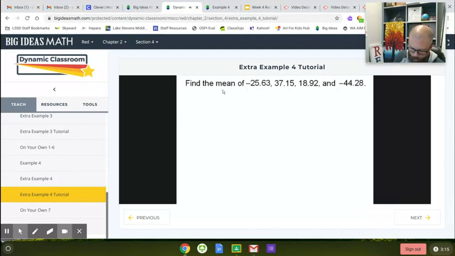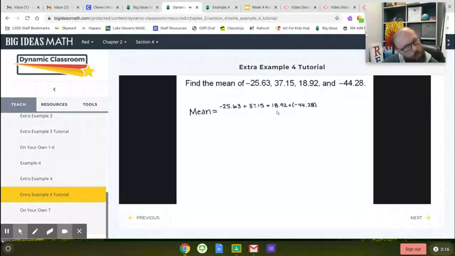So, to find our mean, first we need the sum of all of our values. So we have negative 25 and 63 hundredths plus 37 and 15 hundredths plus 18 and 92 hundredths, and finally add that to negative 44 and 28 hundredths. Then we have all of this divided by how many values there are. So we have 1, 2, 3, and 4. So we divide by 4.